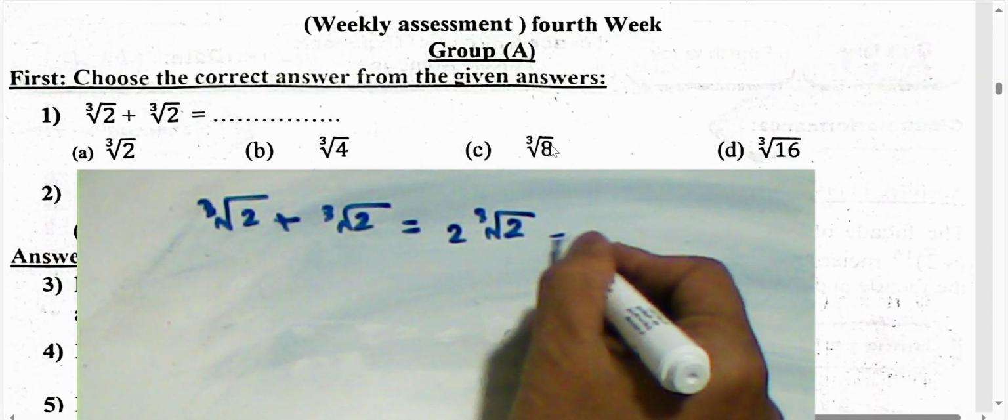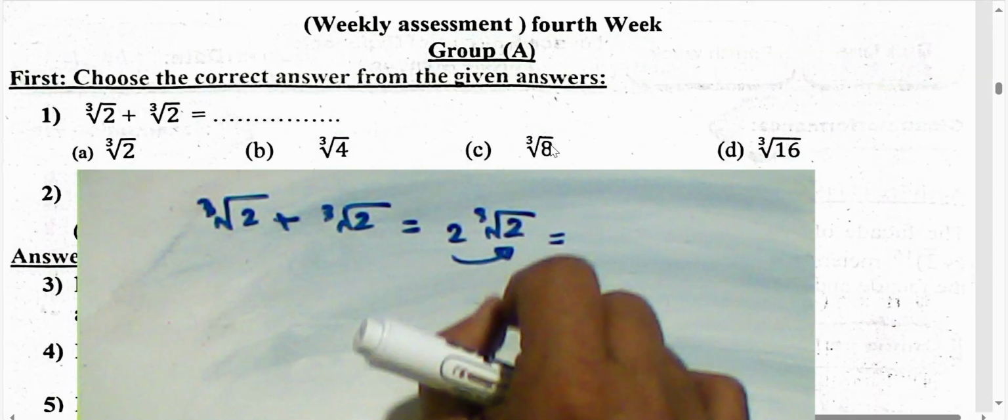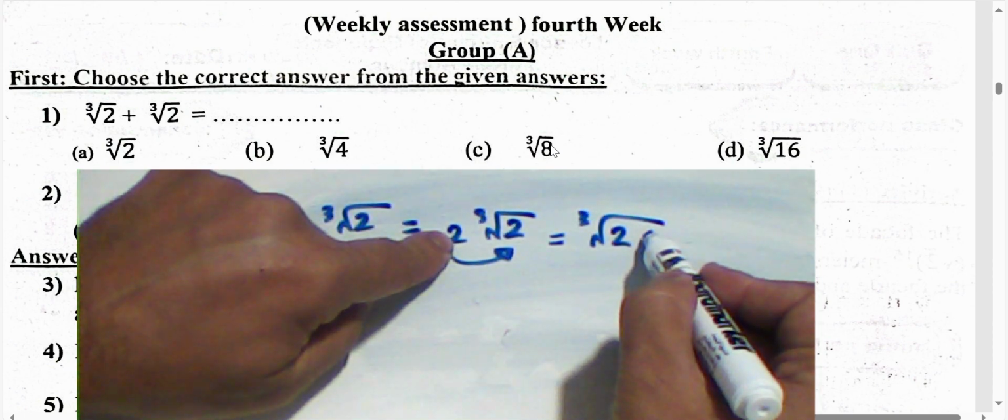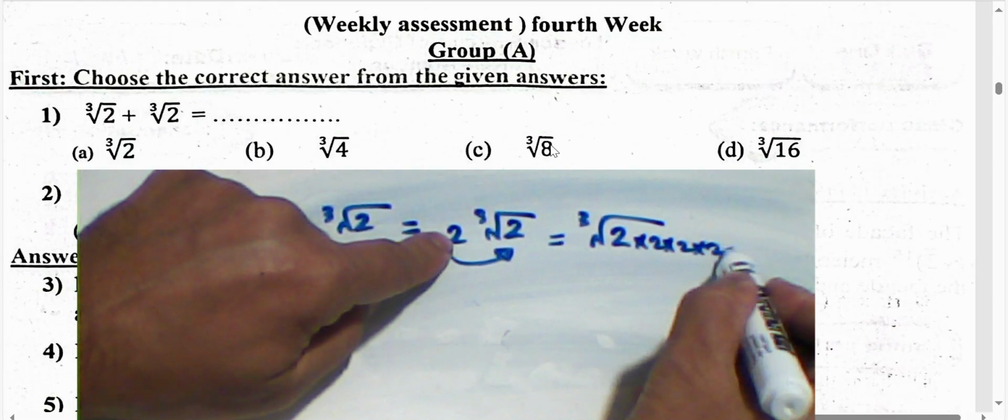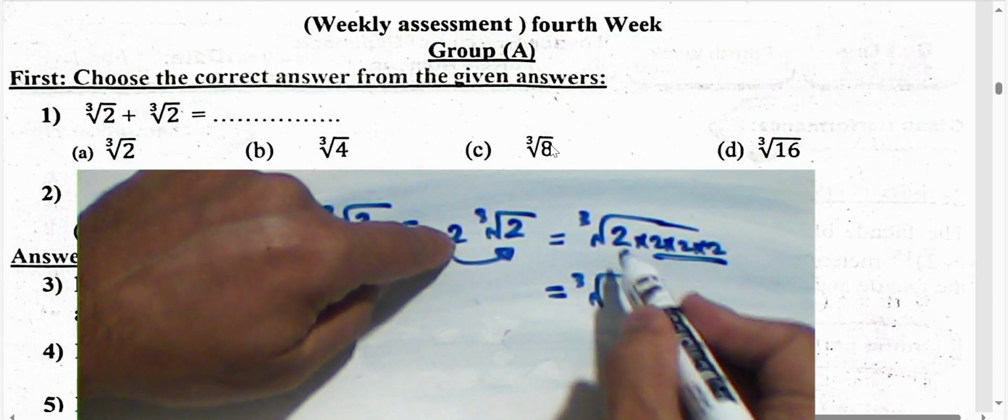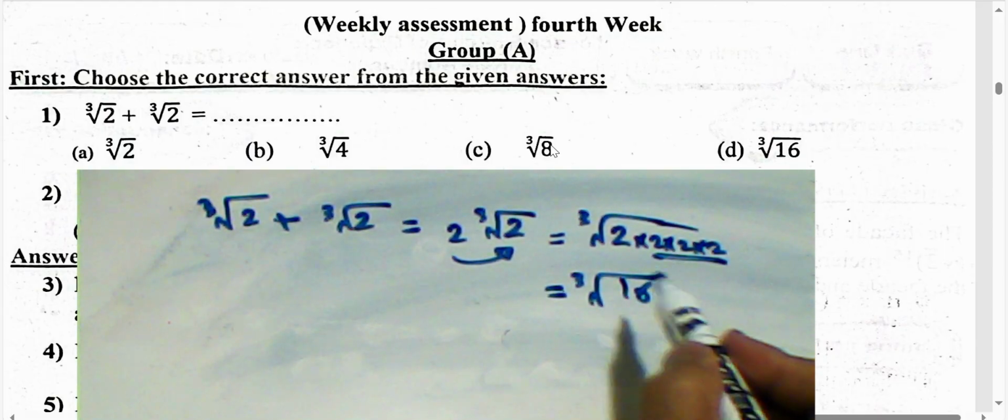But this number is not in the answers, so you must simplify by putting 2 under the cubic root, by multiplying 2 by itself 3 times. Right here, under the cubic root, we have 2 times 2 times 2, 3 times. Then the answer will be cubic root of 2 times 2 is 4, 4 times 4 equals 16. Choose letter D.